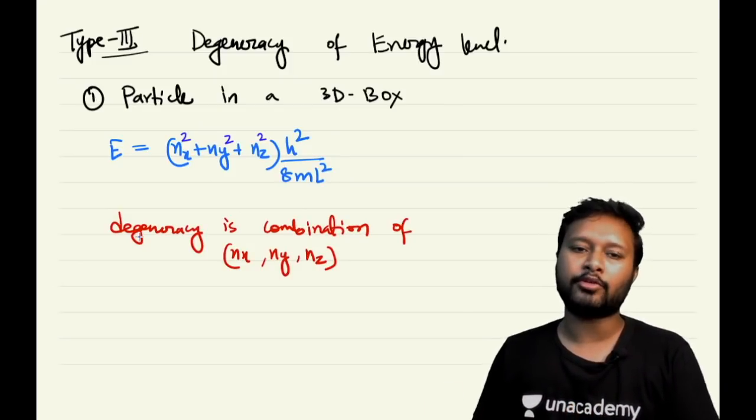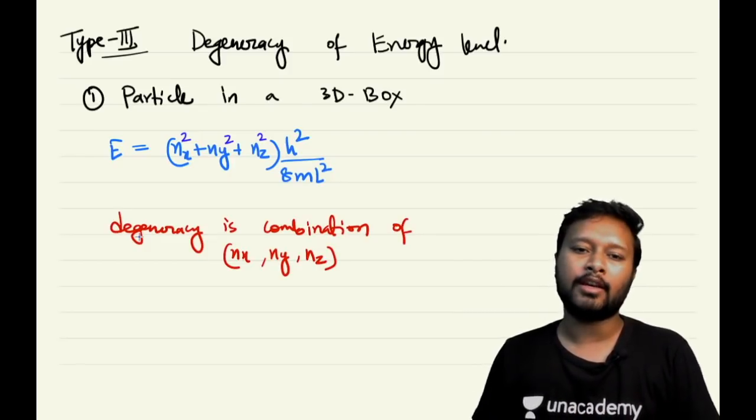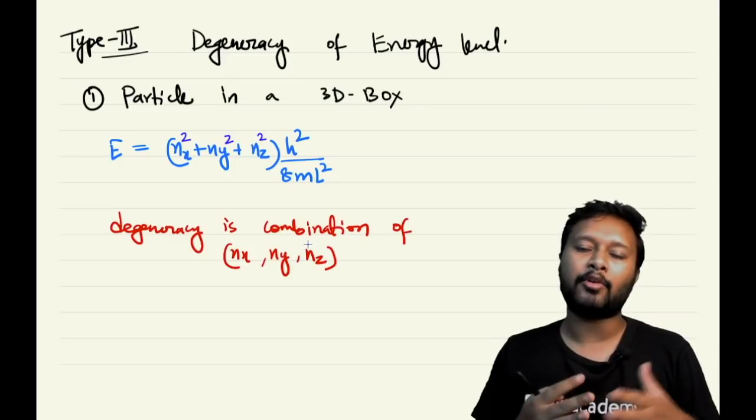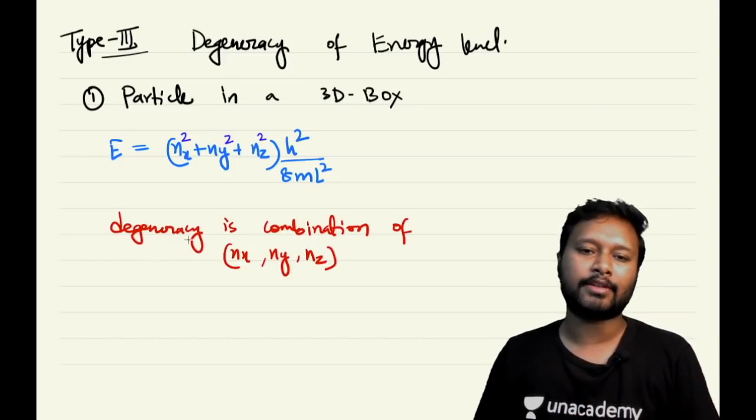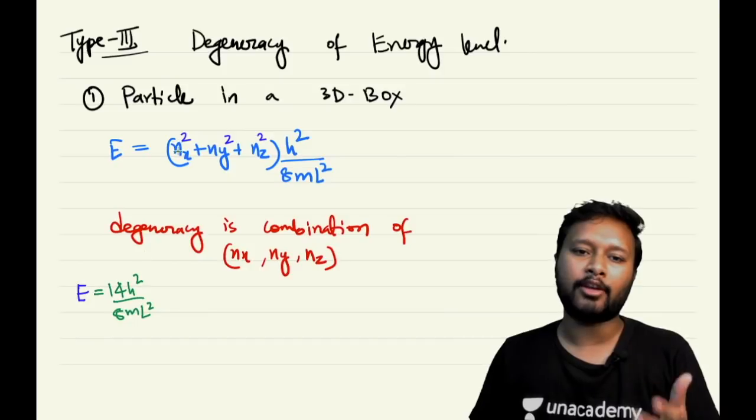You have to practice those questions as well, but the basic thing you need to know is that a particle in a 3-dimensional cubic box has energy given by nx square plus ny square plus nz square, times h square upon 8 m l square. The combinations of nx, ny and nz give you the degeneracy. The number of different combinations gives you the degeneracy of the system. For example, if the energy is given to me as 14 h square upon 8 m l square, I have to find the values of nx, ny and nz so that I can get 14 out of that.